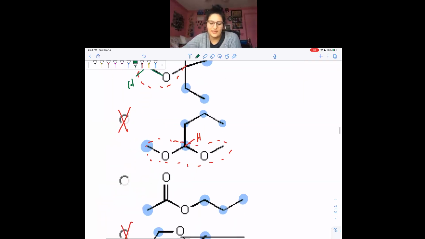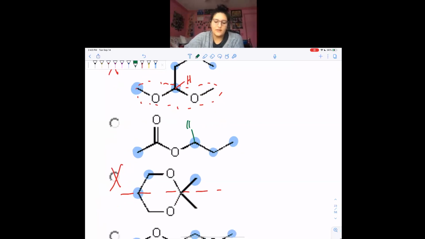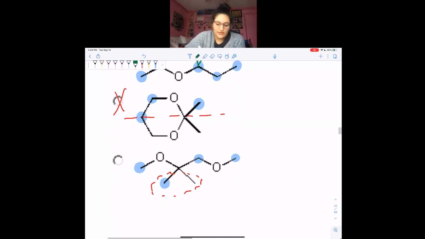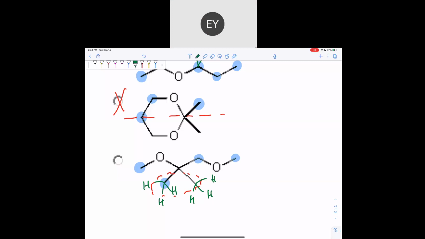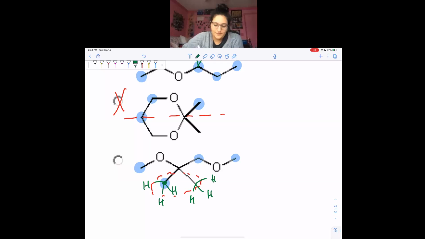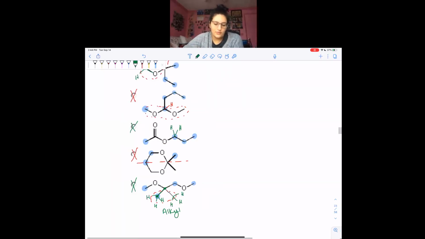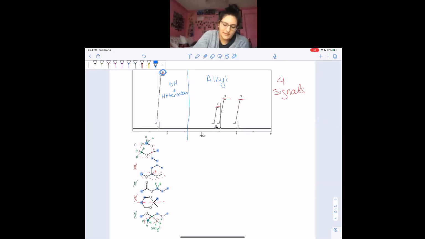But let's check these just in case. 1, 2. So the only heteroatom region is here, and it's a 2H signal. So this one is out. And last one, we do have a 6H signal here, but is this in the heteroatom region? No, it's in the alkyl region. The reason for that is it is attached to a carbon that's only attached to a carbon and other hydrogens. So this one is also out, because those would be in the alkyl region. So we know that our correct answer must be A.